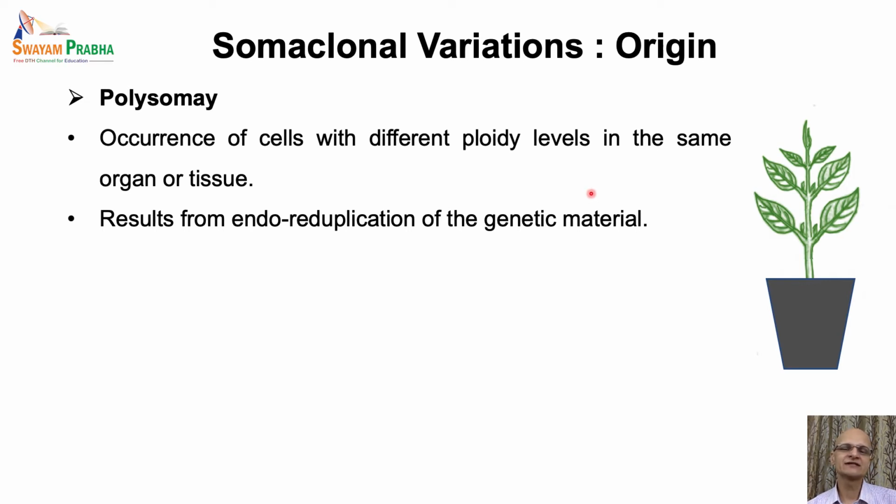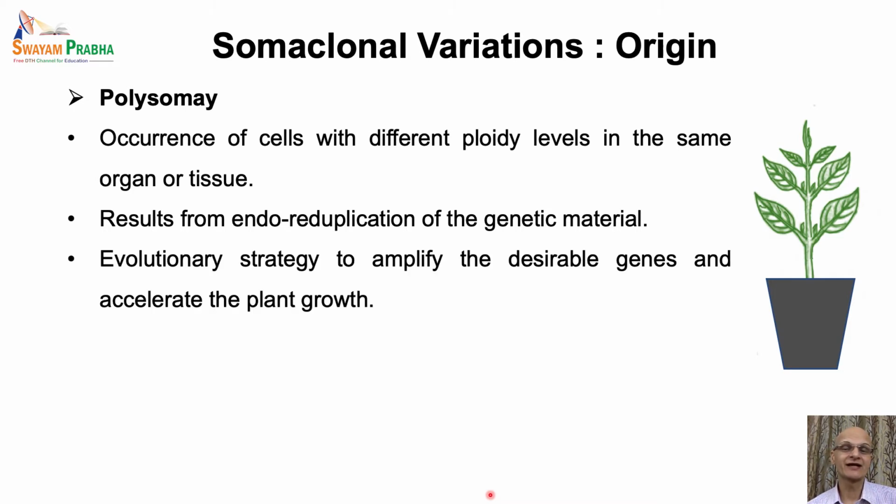One of the major reasons for polysomaty is endoreduplication of the genetic material in the cell. The term endoreduplication represents the condition where a DNA synthesis cycle takes place within the cell. However, it is not followed by cytokinesis, that is, cell division. The DNA duplication may occur numerous times, and therefore the ploidy level in different cells may vary significantly.